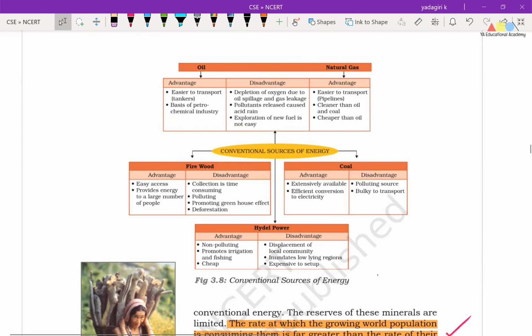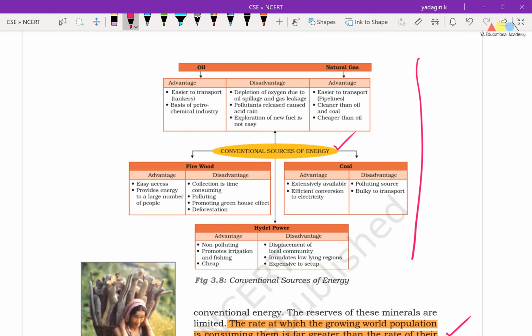Friends, here in this chart there are some sources of conventional energy, and for each and every source we try to understand the advantages and disadvantages. Friends, apart from prelims, you might get a question in the mains examination in paper 3, asking the advantages and the disadvantages of energy sources.